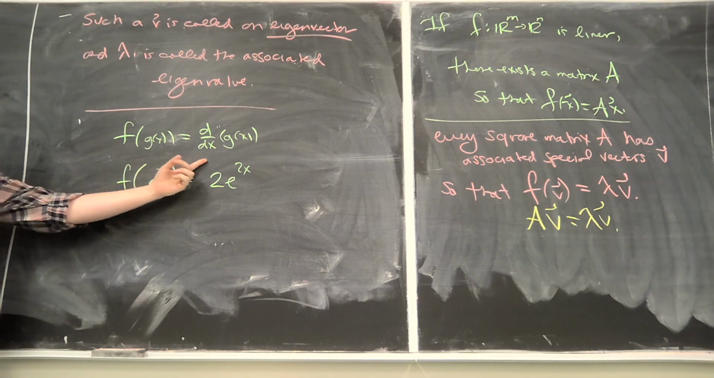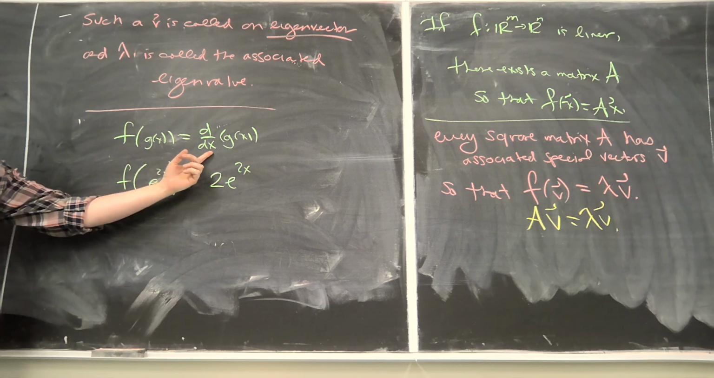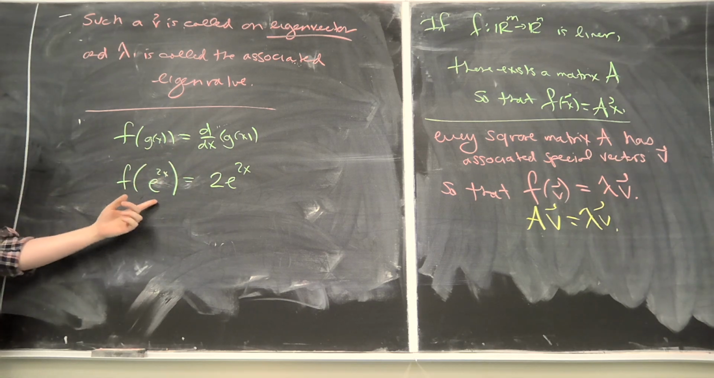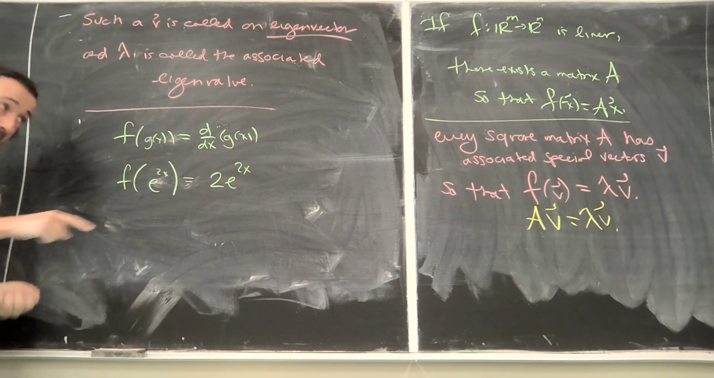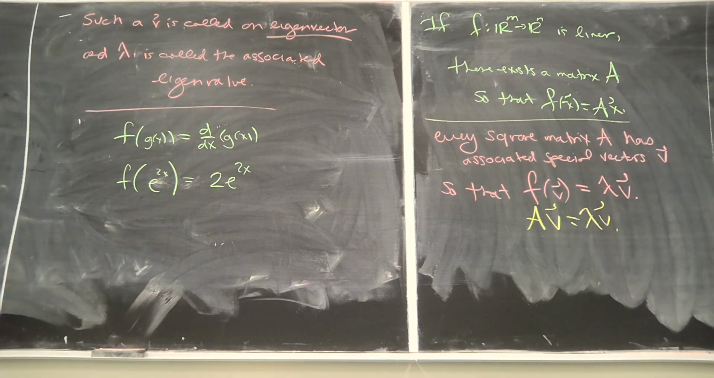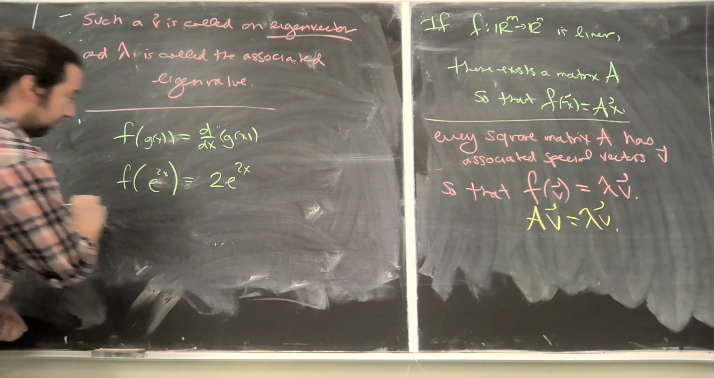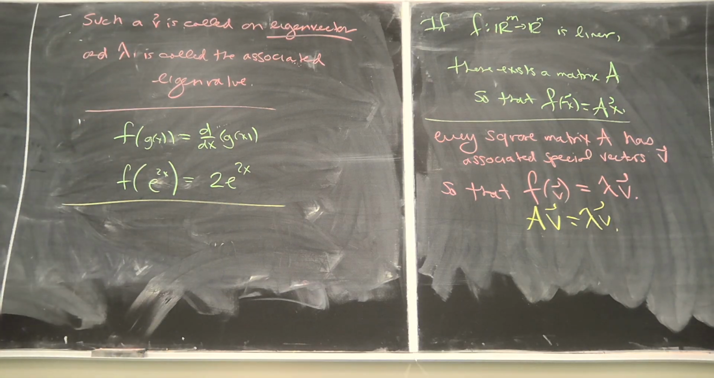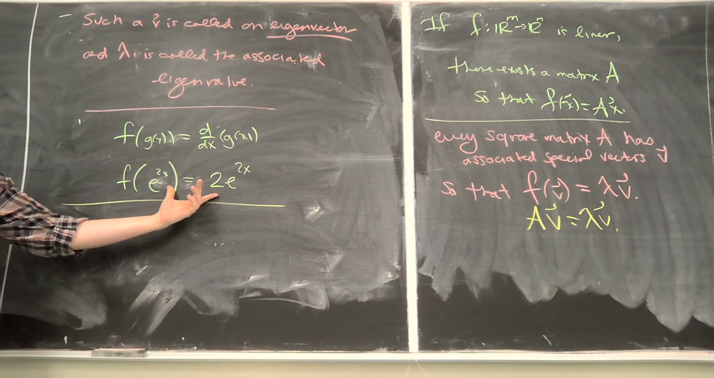If f is the function that eats g and takes a derivative of it, it's certainly the case that f of e to the 2x is 2e to the 2x. And this satisfies that condition. Okay. So ultimately, depending on what your flavor of engineering or applied mathematics is, the idea of functions as eigenvectors turns out to be really important.